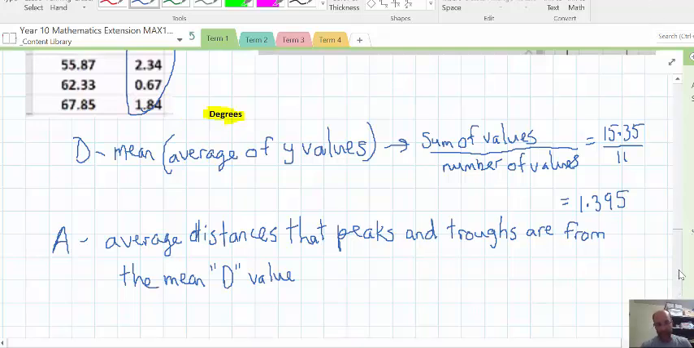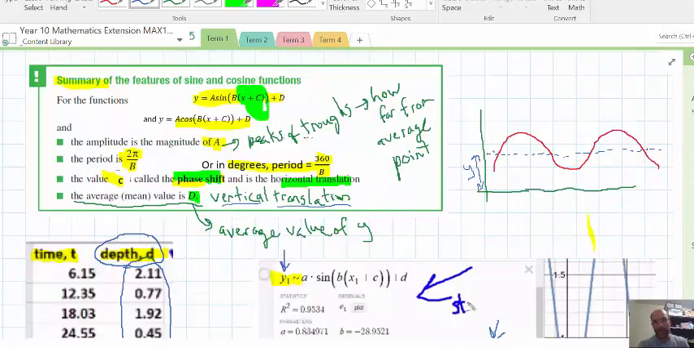Next one, which might be fairly easy to pick off, is A. Now A is the average basically of the distances that the peaks and troughs are away from the mean value. So it's the averages of the distances. If we look back up the top, earlier we wrote that A considers the peaks and troughs and how far from the average point on average it is, so how far the peaks and troughs are.